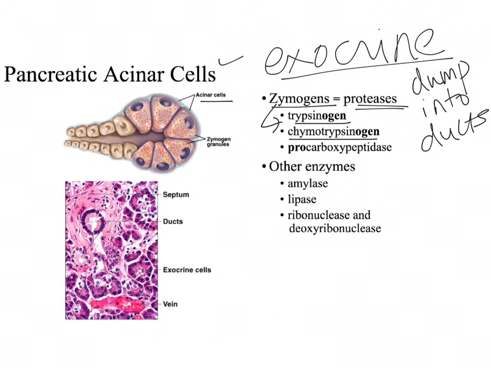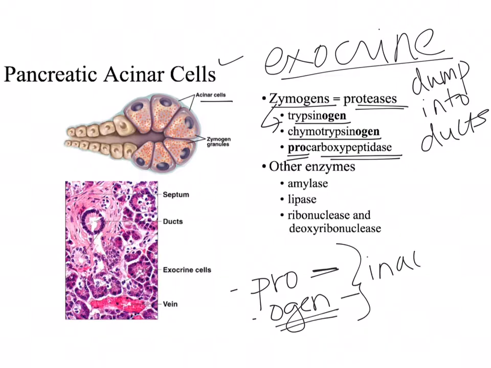Chymotrypsinogen is another one, and pro-carboxypeptidase. If you see pro before something or -ogen after something, that means they're inactive, so they have to be activated. We make sure proteases are inactive because we don't want to digest ourselves. It would be like the fly. Other enzymes released here are pancreatic amylase, pancreatic lipase, ribonuclease and deoxyribonuclease.